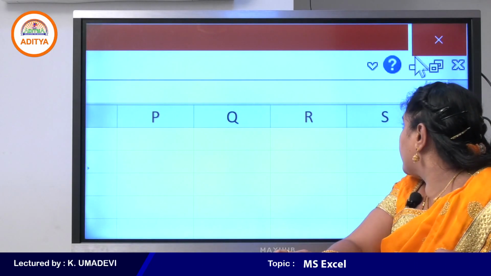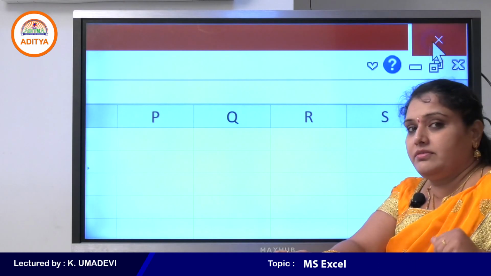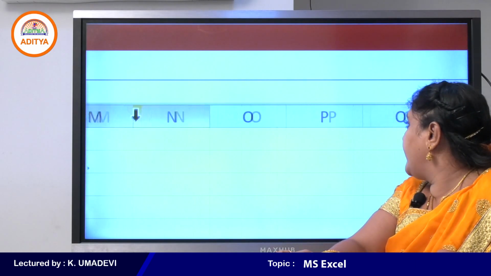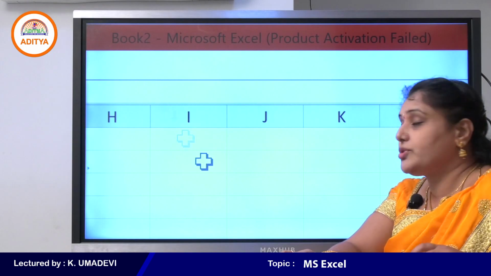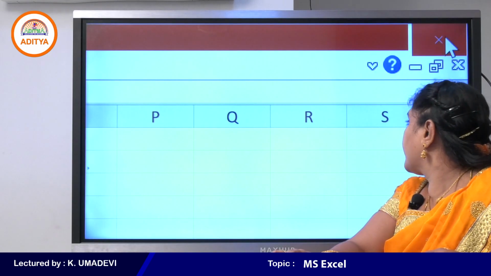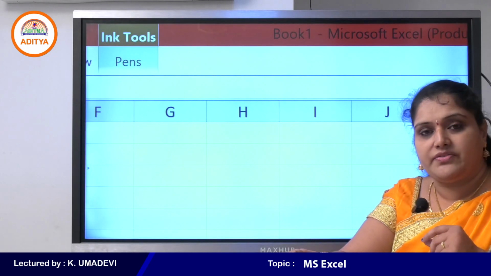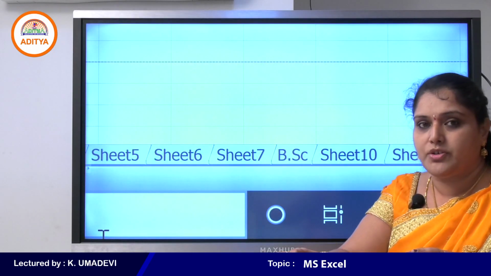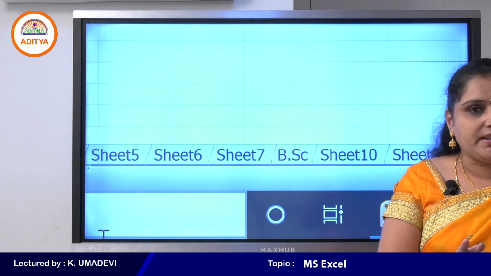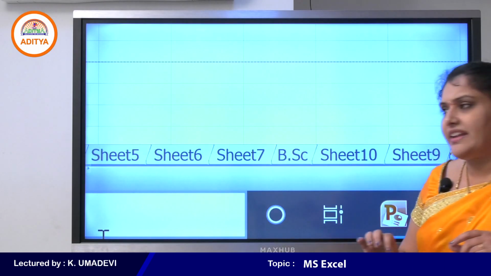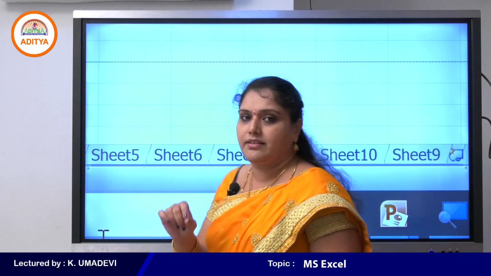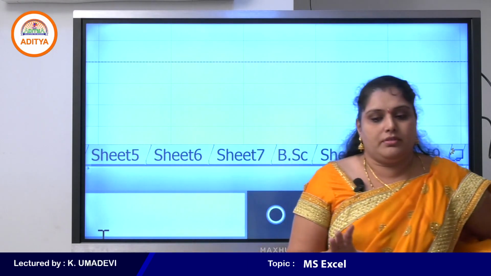I'll just close Book 3, and this is Book 2, and this is Book 1. So like this we can create any number of workbooks by simply pressing Ctrl plus N. So like this we use the shortcut keys like in MS Word. Okay.